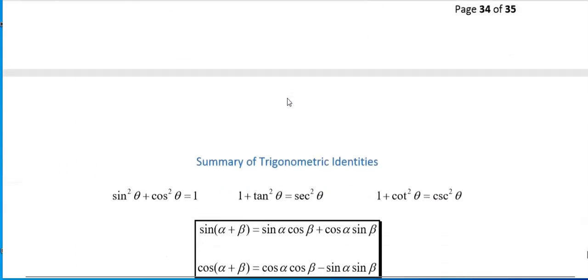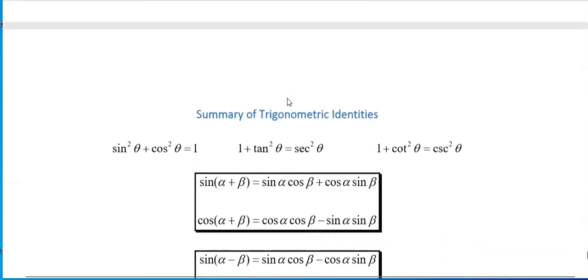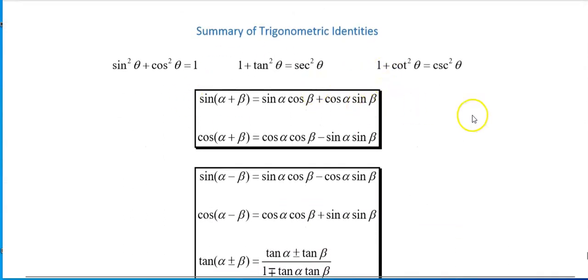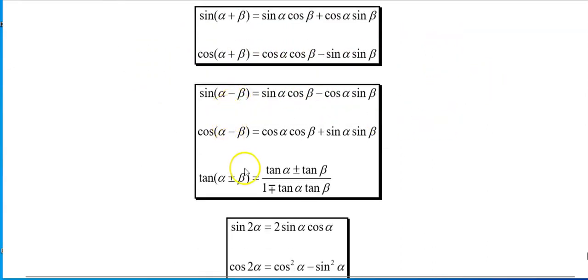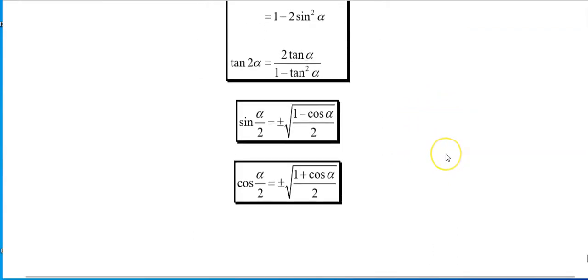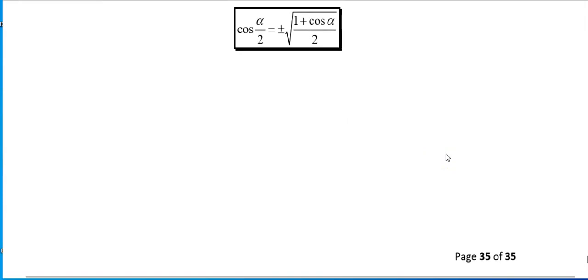And the very last page there, page 35, this is just a summary of the trigonometric identities. All right, so these are the formulas. All of these are provided on the formula sheet, so you don't have to memorize any of these. There's your Pythagorean identities. There's your sum formulas, right? Your angle sum formulas, angle difference formulas. There it is for tangent. Double angle formulas, half angle formulas. And that's the end of unit number 4.